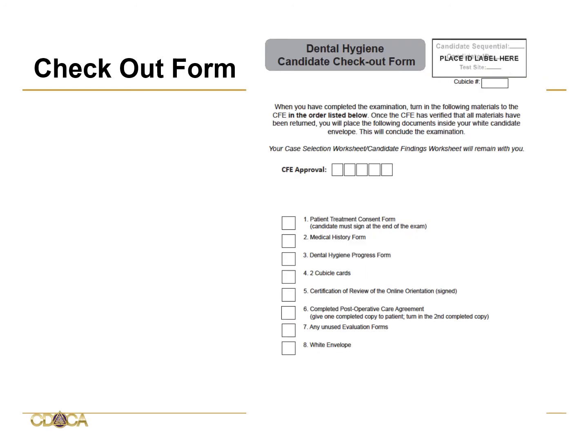All forms must be returned at the end of the examination. This checkout form is in the white envelope and will help you organize your forms for checkout. The CFE will use the check boxes to indicate receipt of the forms. Gather all your exam forms and ID badge and the white envelope and call over a CFE to check you out of the examination. When checked out, the exam is finished. Gather all of your personal belongings and leave the candidate clinic area.